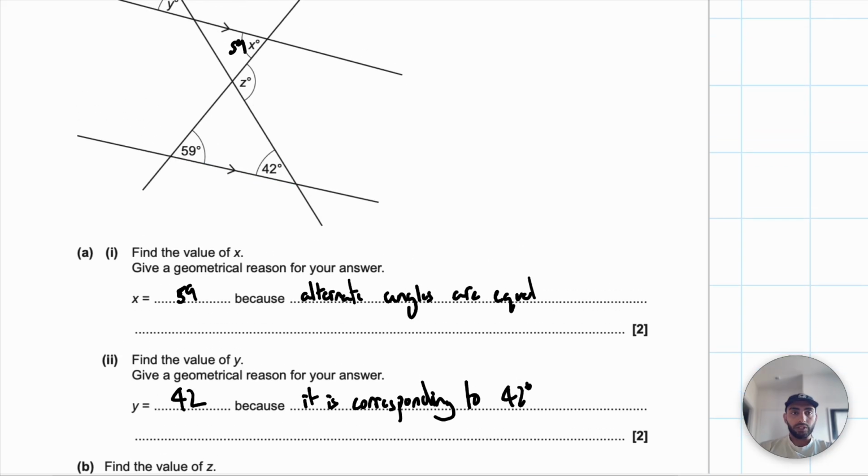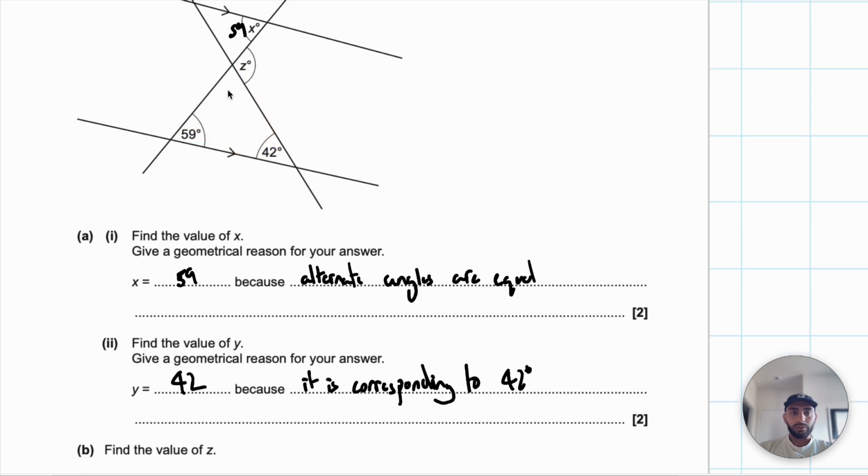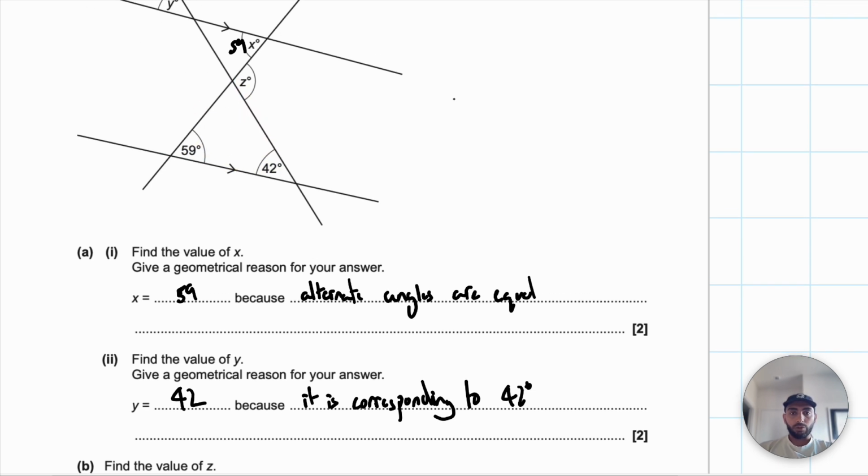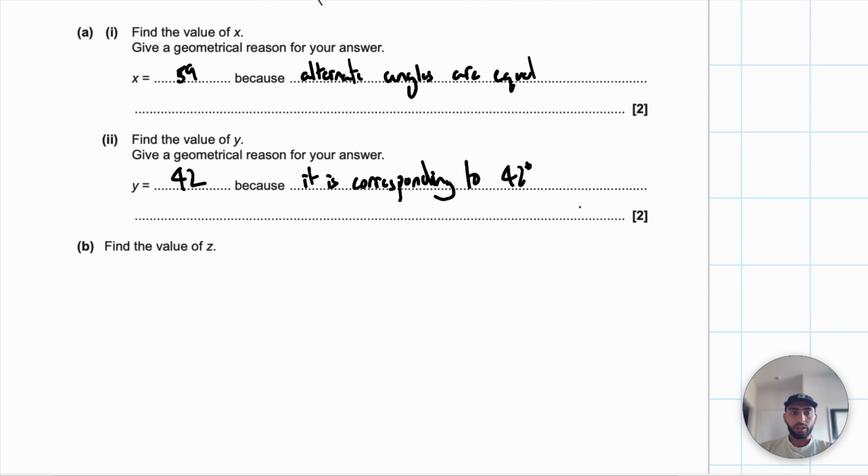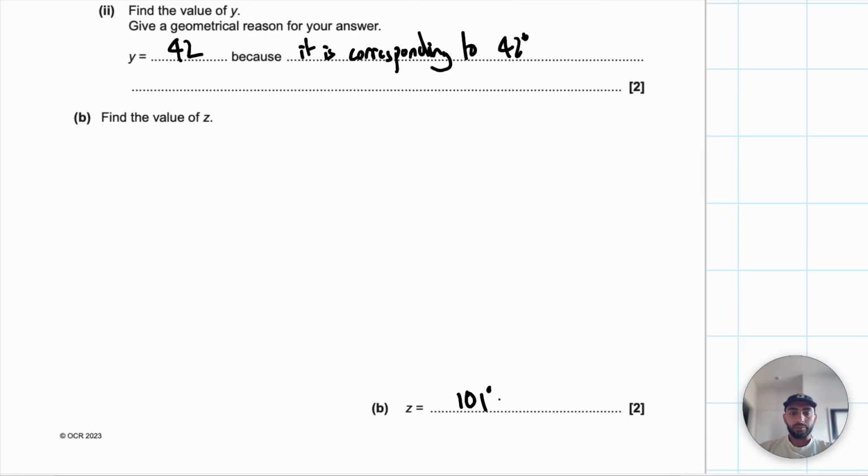Part B, find the value of z. We're trying to find this angle, and I can see I've got a triangle that's formed here. Let's first find out that missing angle. So 59 add 42: 50 add 40 is 90, 99, 101. We need to take that away from 180 because angles in a triangle add up to 180. 180 take away 101 is 79. This angle would be 79. Because this is a straight line, both of these will add up to 180. So we need to do 180 take away 79. That will leave us with 101. So angle z is 101.